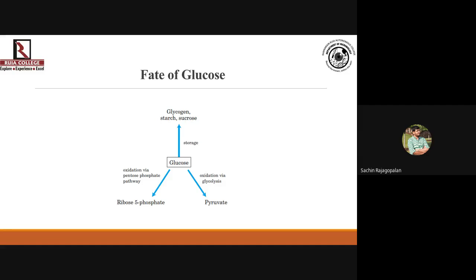Or even after this, after carrying out glycolysis and even after carrying out HMP, if there is still good amount of glucose that's left within the cell, then in those circumstances, that's going to be part of reserve food material. So it's going to go into the storehouse of the cell. And it's going to be stored in different forms. So depending on the organism, if it's a plant, then it prefers to store it as starch. And if it's an animal or some kind of a microbe, you will see glycogen. Some may also store it as sucrose.